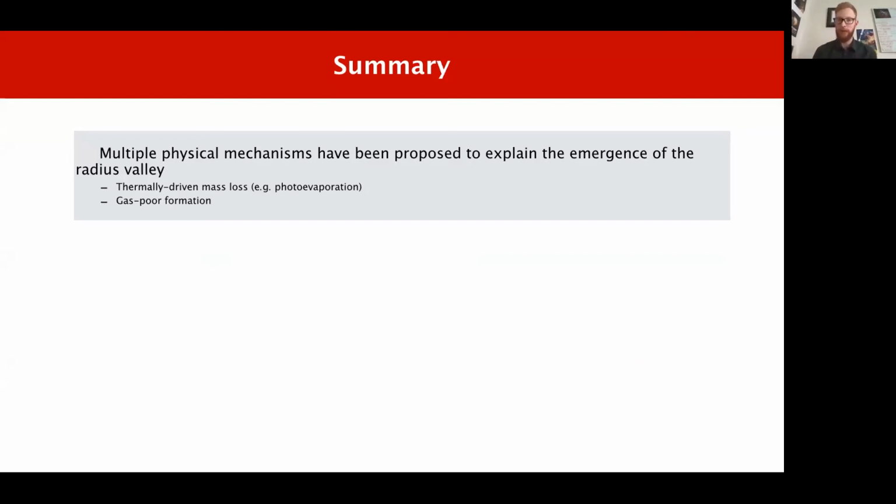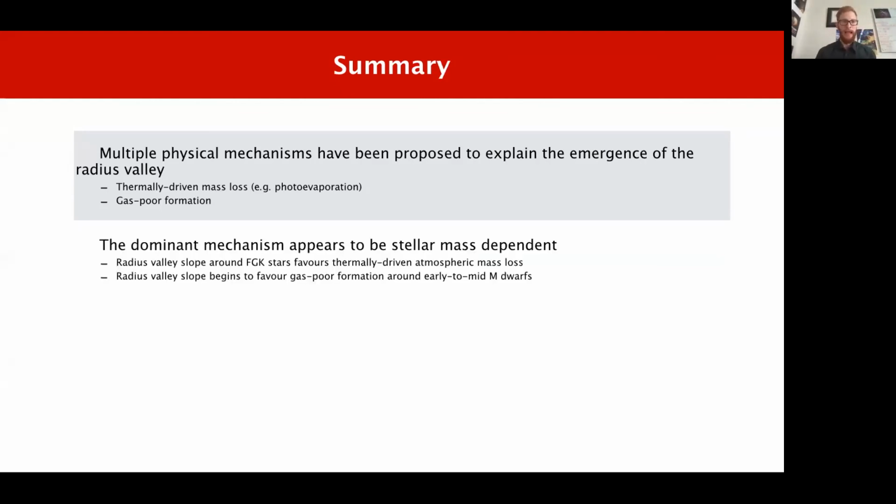I will end with my summary, which begins with, again, there are multiple physical mechanisms that have been proposed to explain the emergence of the radius valley. There are thermally driven mass loss processes like photoevaporation, but then there's also the gas pore formation scenario. And the dominant physical mechanism appears to be stellar mass dependent. The radius valley slope around the FGK stars favored thermally driven atmospheric mass loss, whereas the radius valley slope begins to favor gas pore formation around early to mid M dwarfs.